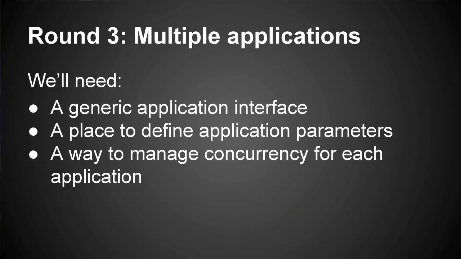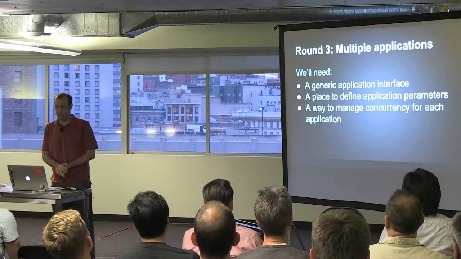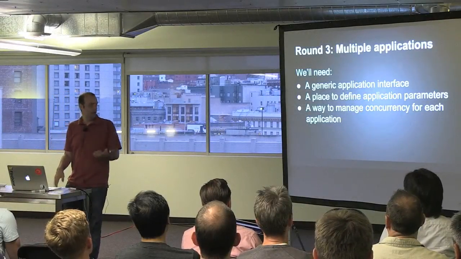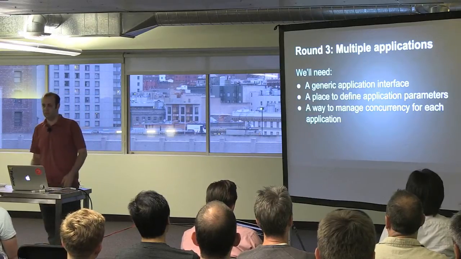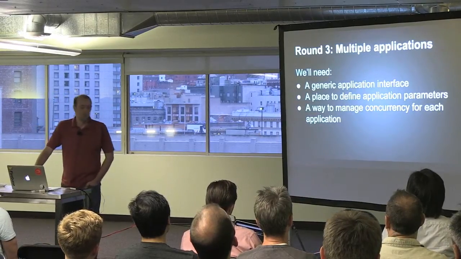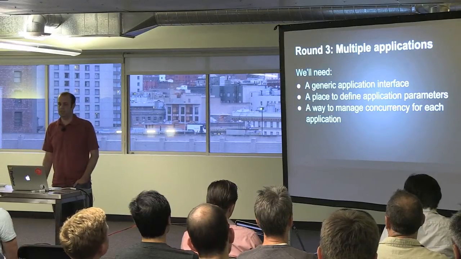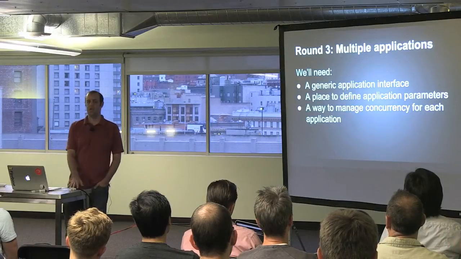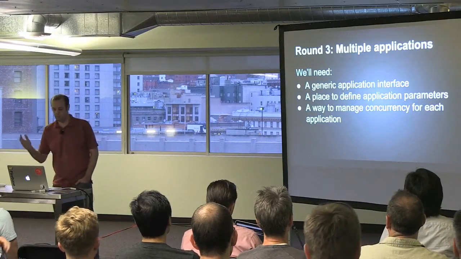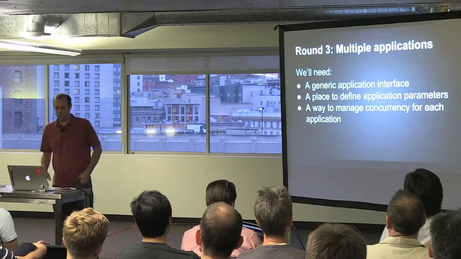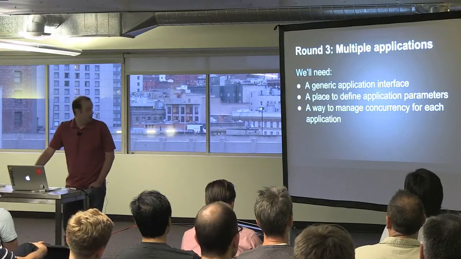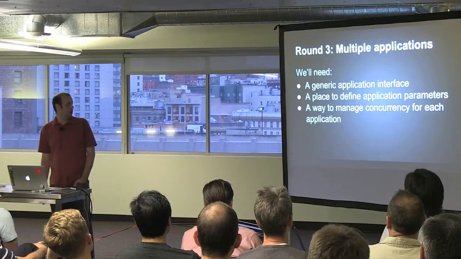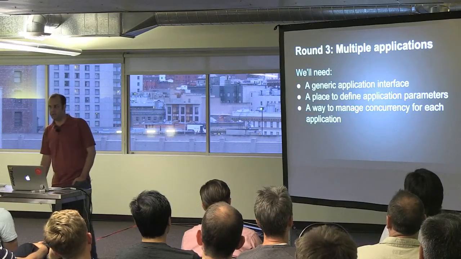OK, so we've got our generic interface for separating out the protocols already. We did that in the last round. But now we're going to need a generic application interface for just synchronizing Boolean state. We're going to need a place to define the application parameters, right? So some of these applications might have subtle tweaks or behave a little bit differently. So just some way to manage that complexity. And finally, a way to manage the concurrency for each of these applications.